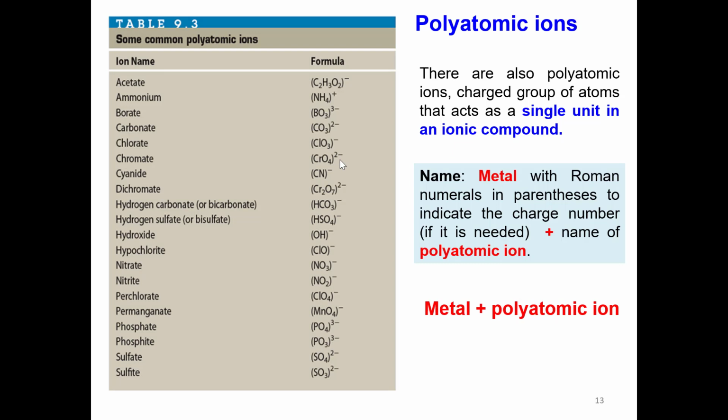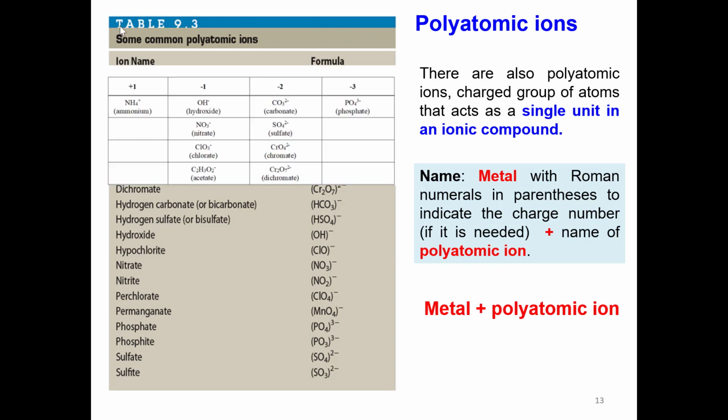Now, how can we write the name of ionic compounds that involve polyatomic ions? We will follow this rule. First, we write the name of the metal and then the name of the polyatomic ion. If the metal is a transition metal, then we use a Roman numeral in parentheses to indicate the charge. Also, in your equation sheet, you will find the list of common polyatomic ions.